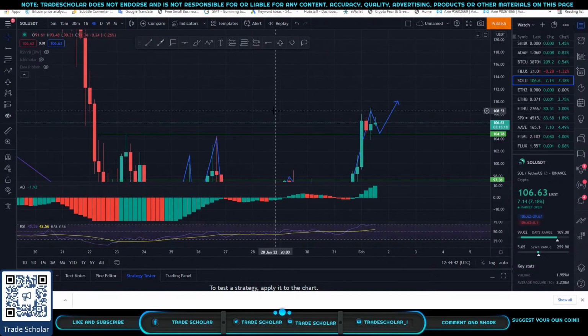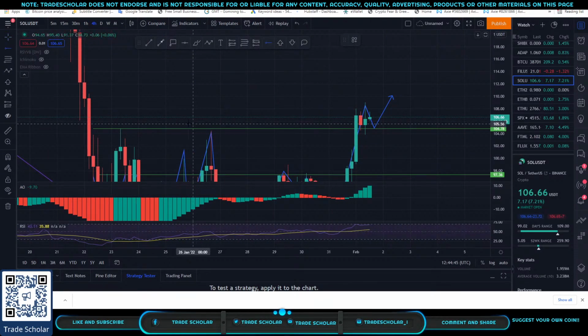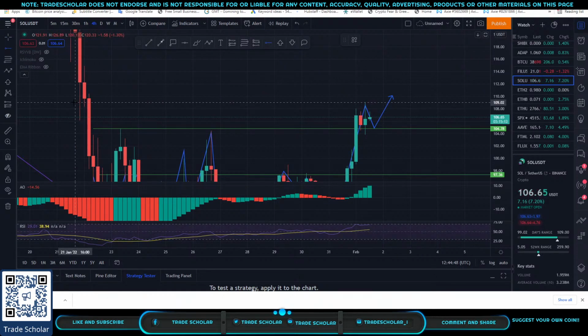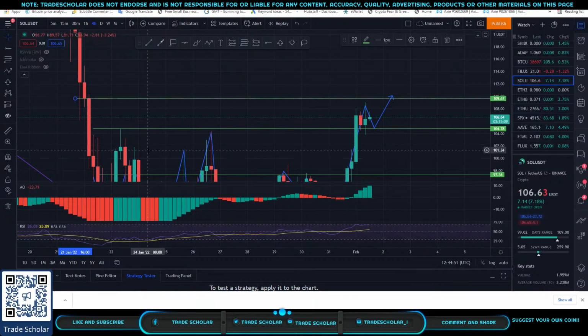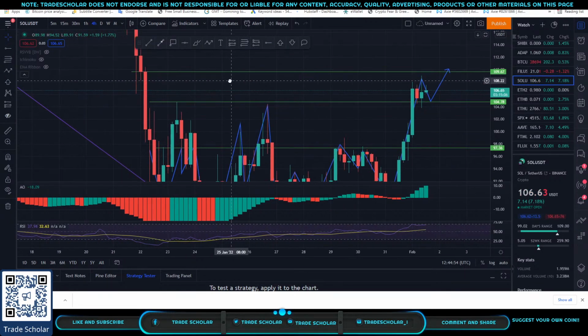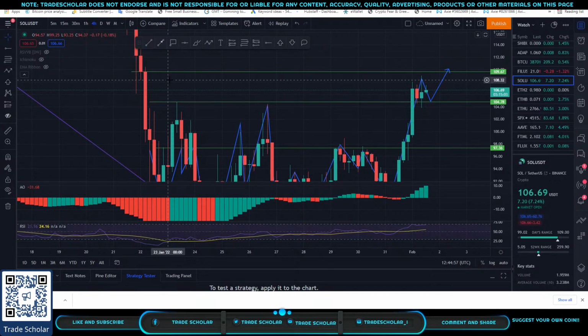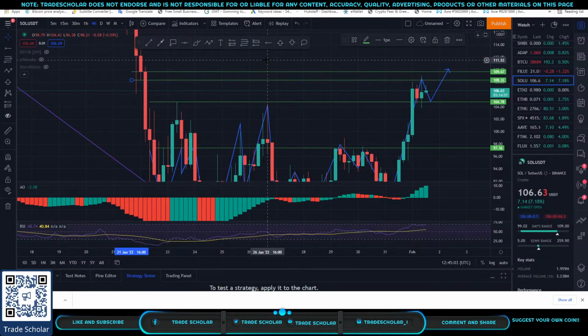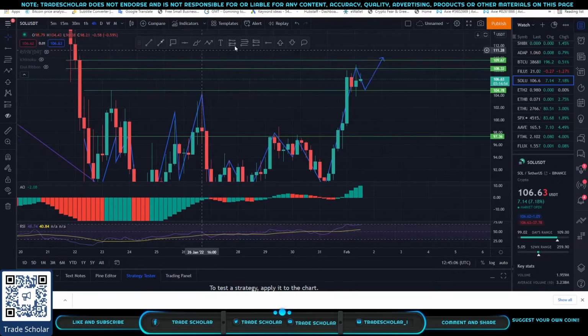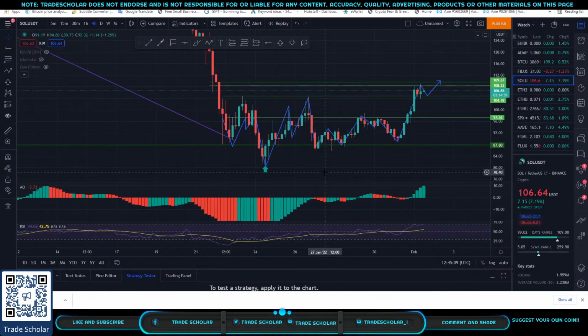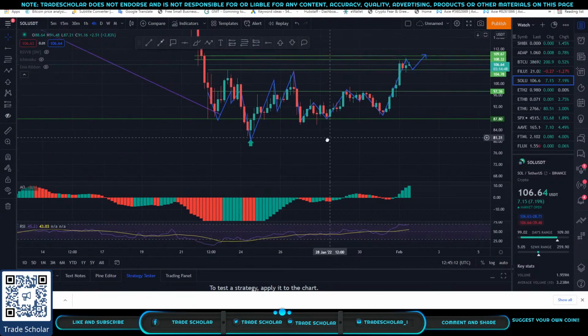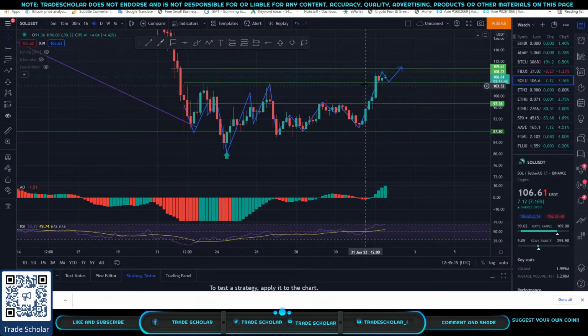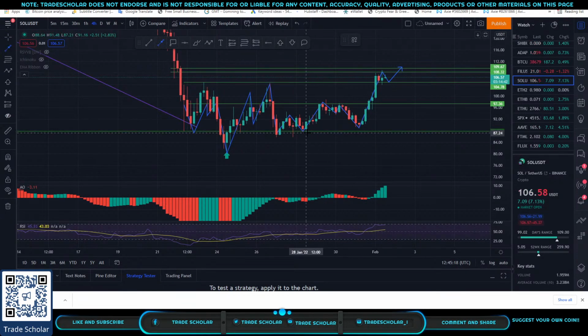Okay, let's find the resistance area. Okay, we get resistance here. Okay, strong resistance in this area also. This area also. Okay, so we are getting, okay, it breaks to the upside. Price target usually is to the upside from bottom to top. We already hit our target price. Okay, so we hit already our target price.